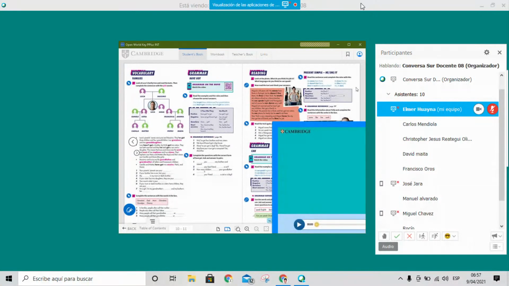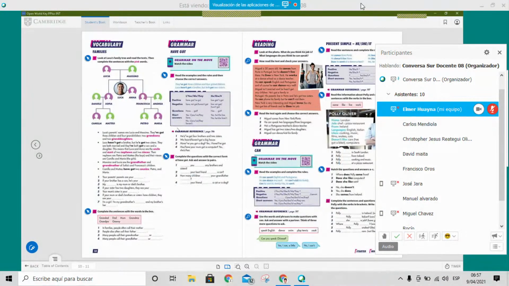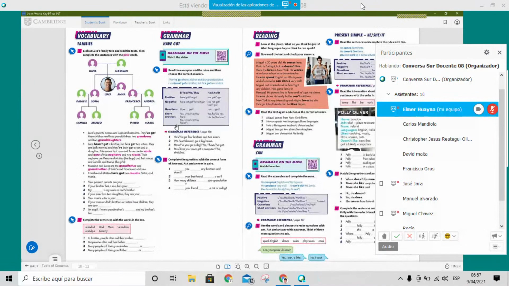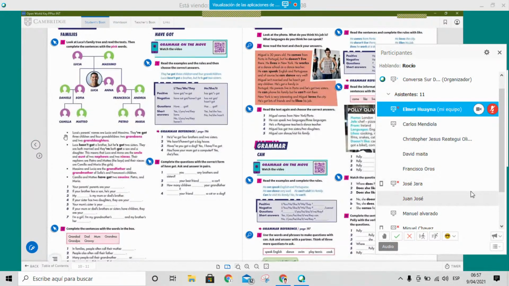So that's the information about have got. I suppose you have seen this verb before. It's more informal than only have or have. The difference is that when you use have, you use do or does. In this case, you use have or has as an auxiliary for the negative form and the question. Okay, so this is what you have to do, but not now.